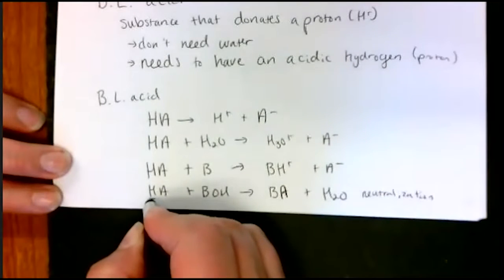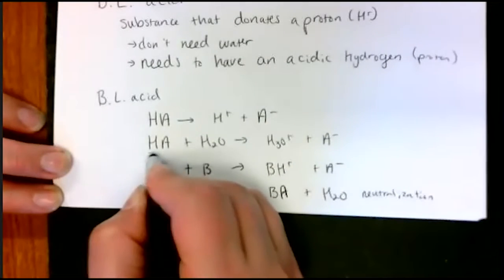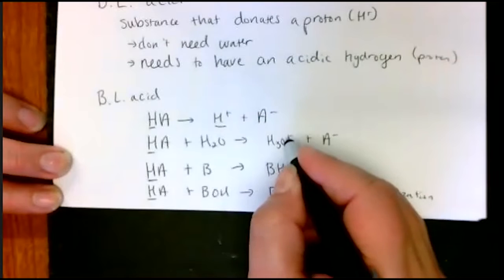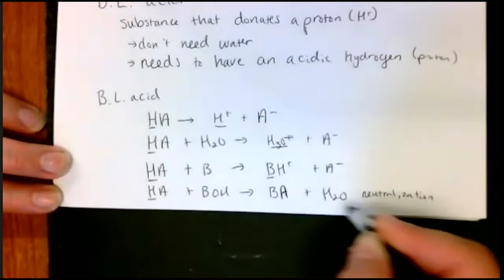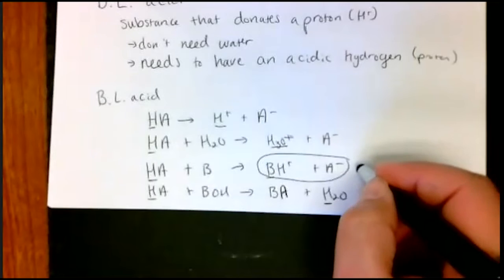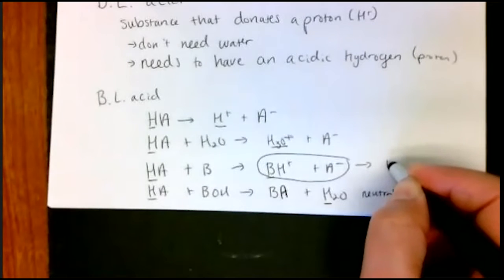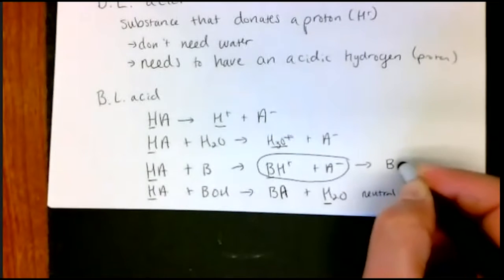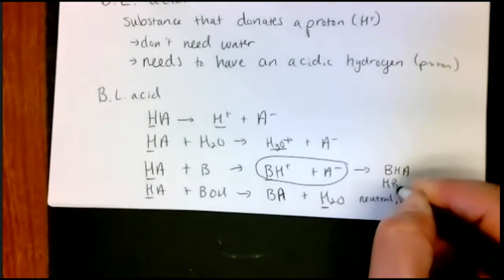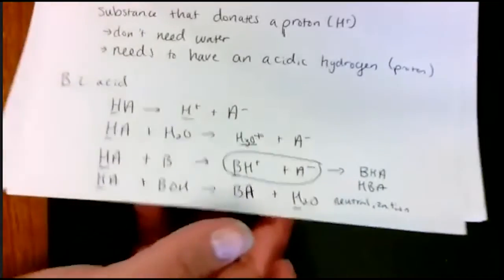So we're donating our proton in each one of these, right? So they're going either just free, or they're going to the water, or they're going to the base, or they're going to go produce water. And then generally in this form, these will actually combine to give us BHA or something like that. Really, we'd write it HBA, but something like that. Okay.